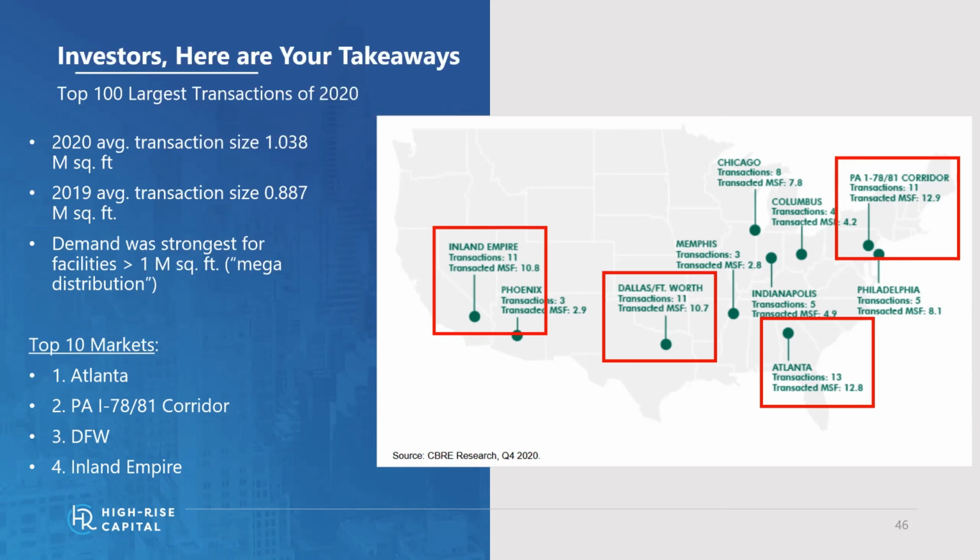And so the top 4 out of the top 10 markets I've boxed in here in red, so you can see geographically where they are. Number 1 is Atlanta. Number 2 is Pennsylvania, specifically the I-78, 81 corridor, then DFW, and then of course Inland Empire here in California.